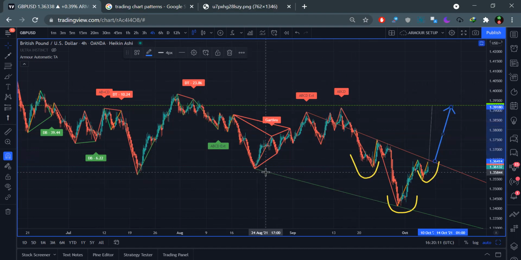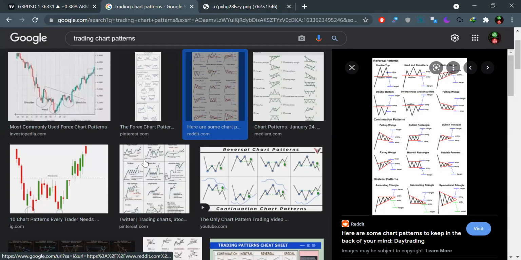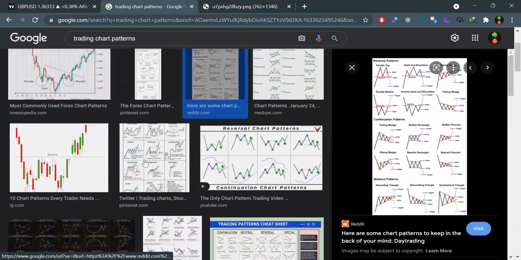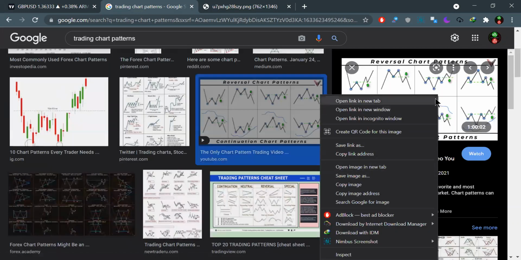and the double bottom here, as we can see, is called Gartley or butterfly, something like that. There are different names. Double bottom here. So I will show you. Wait, there are more, just like that. It's called a reversal chart pattern.